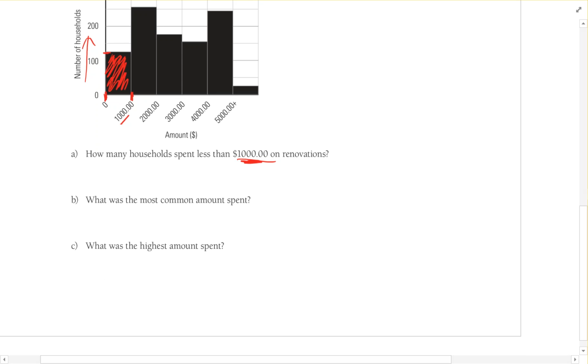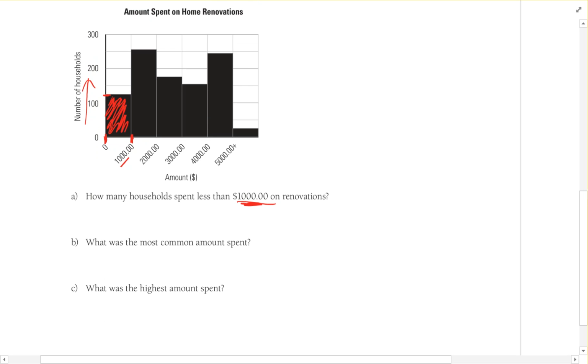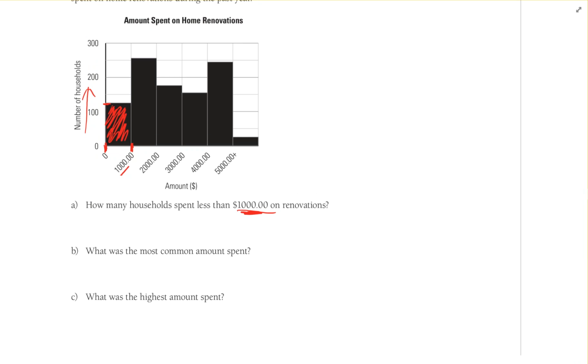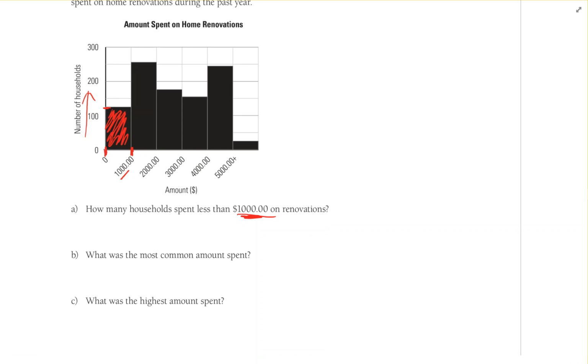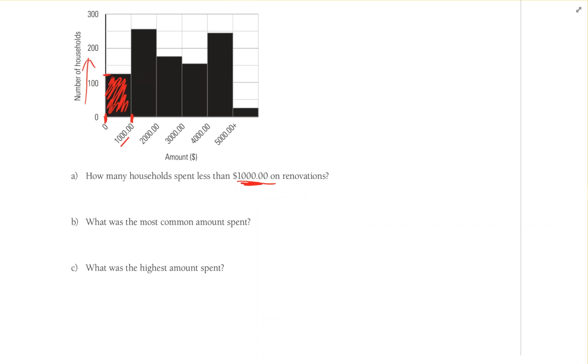Okay, B. What was the most common amount spent? So this one's going to be between two numbers. We're not going to really have an exact amount, but we're going to have a between two numbers. So I'll let you guys answer 1B now. And then C, what was the highest amount spent? So answer that now. Okay, moving on.